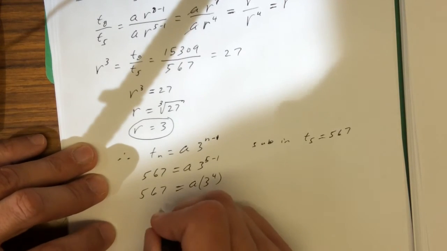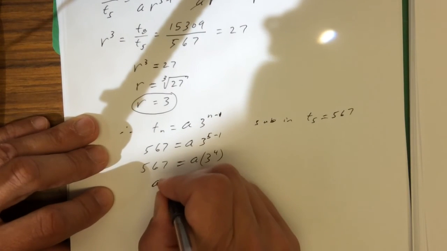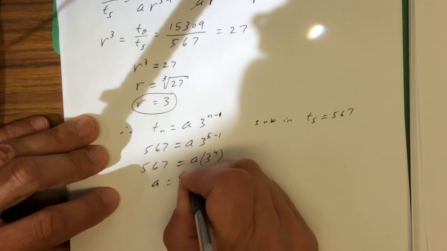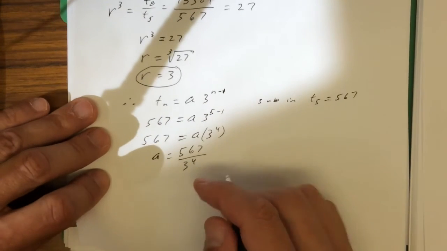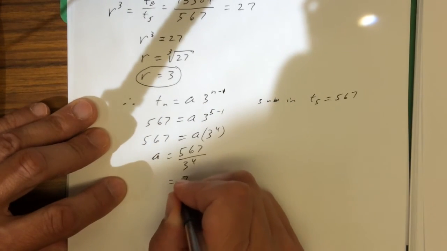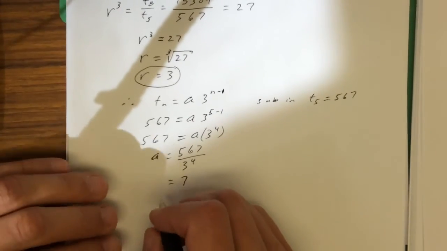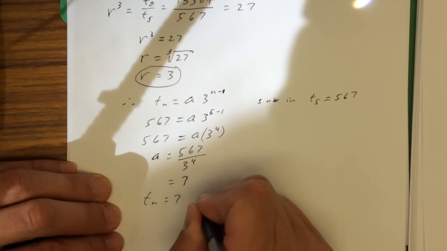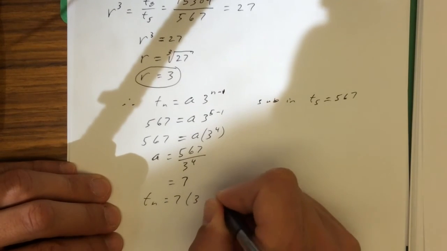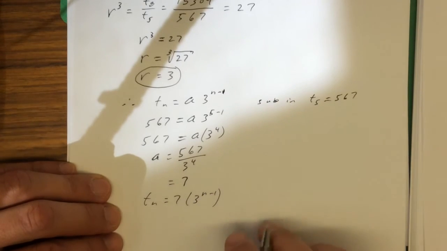And so a equals 567 divided by 3 to the 4, and that gives you 7. So now you know the full formula. The full formula is Tn equals 7 times 3 to the n minus 1.